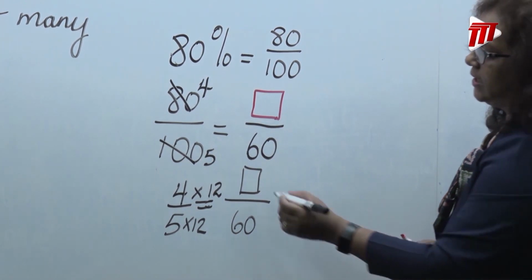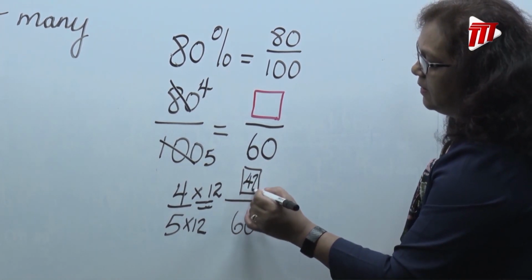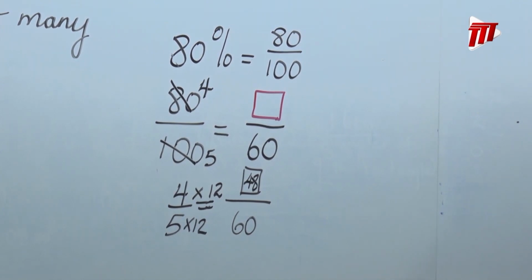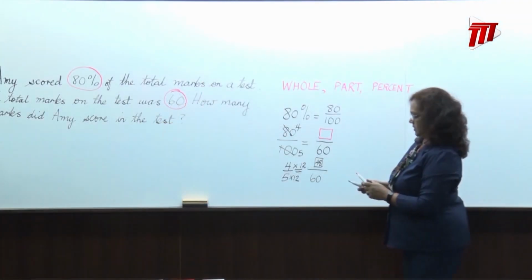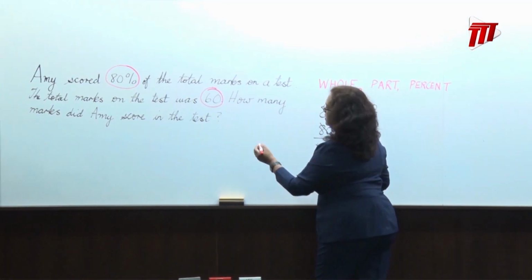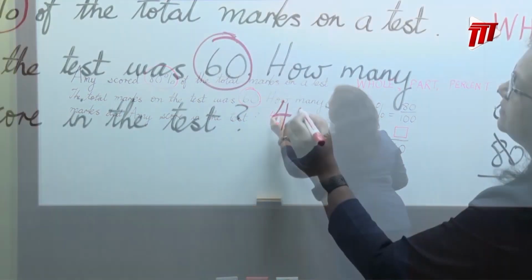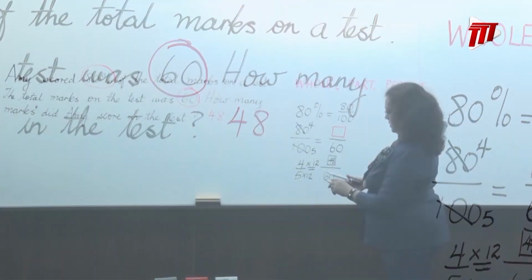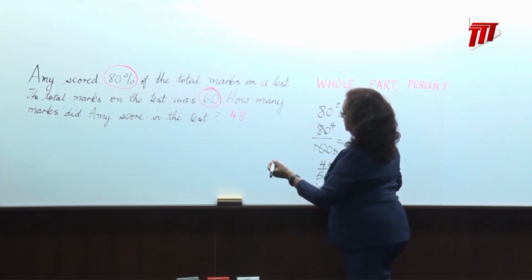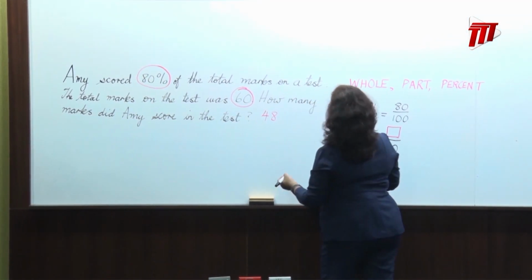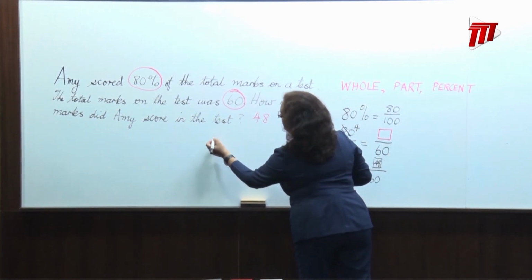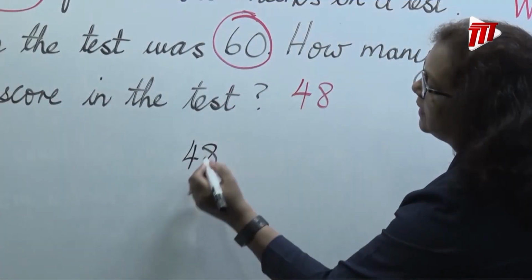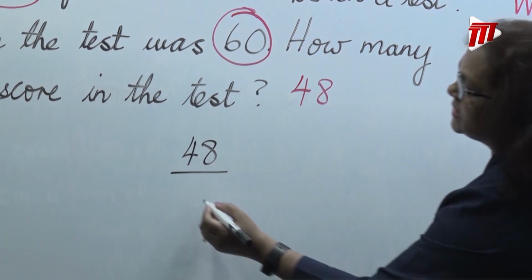And my answer there is going to be 48. So the number of marks that Amy scored is 48. And if I want to check my answer, I can do that. I'm going to represent the part, which is the number of marks, over the whole, which is 60.